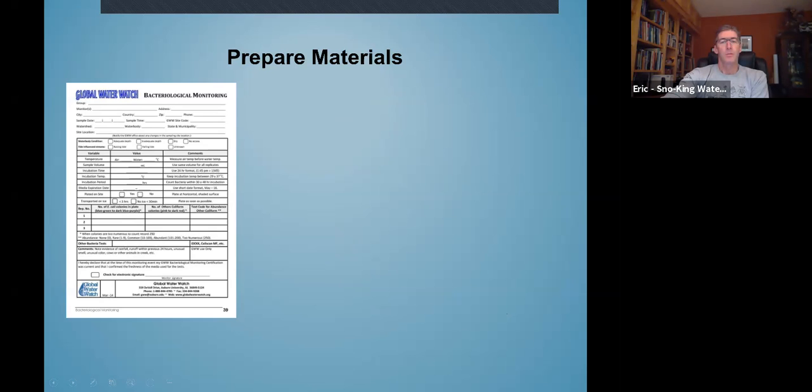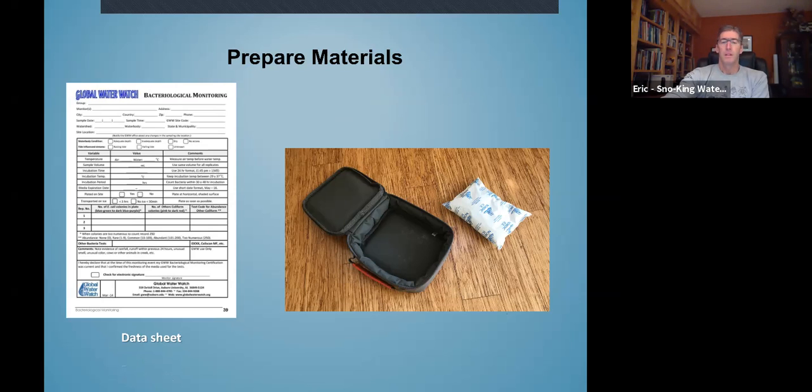So you're going to go out and go monitoring. You're going to get your other materials together. You need your data sheet. Once you collect your sample, you can either transport it not on ice if it's less than 30 minutes before you plate it and incubate it, or if it's going to be greater than 30 minutes, you need to transport it on ice. So we bring a little ice pack with us in a container.